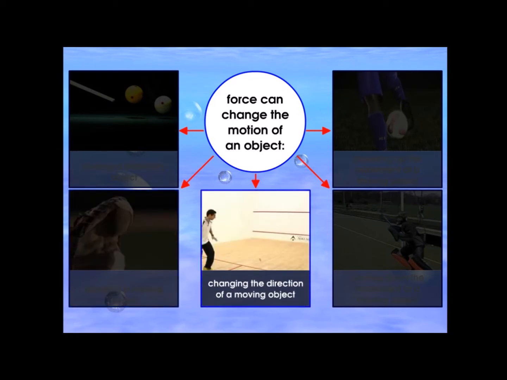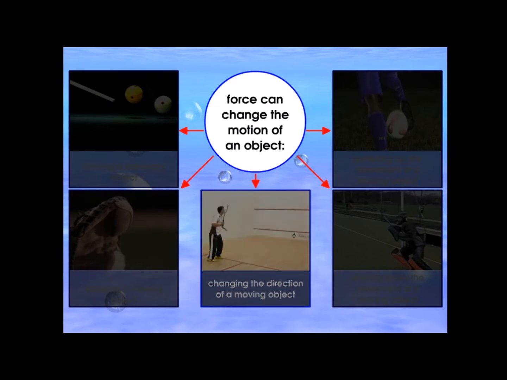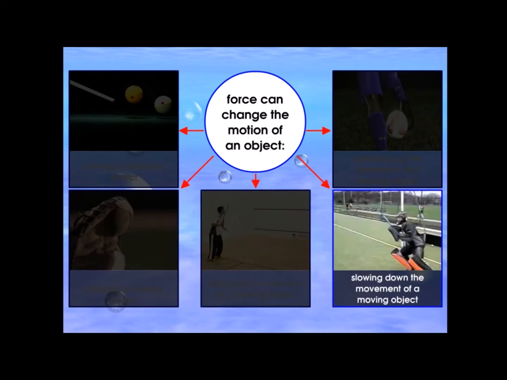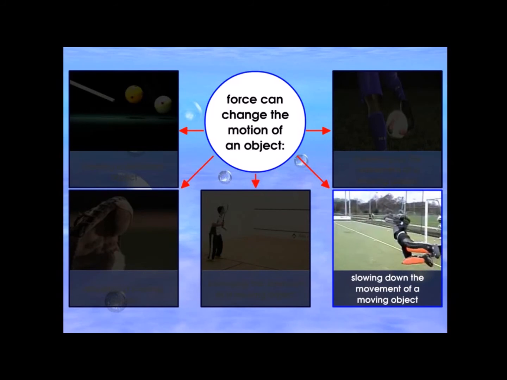Changing the direction of a moving object. The squash player hits the moving ball against the wall. The direction of the ball changes. Slowing down the movement of a moving object. When a goalkeeper tries to stop the moving ball with his hands, the ball slows down its movement.